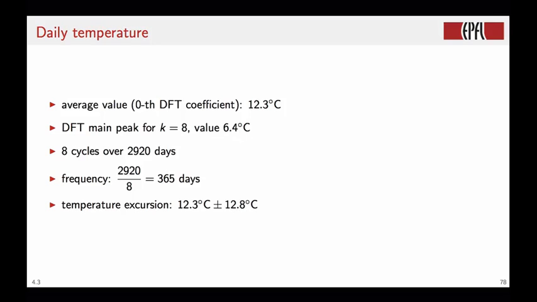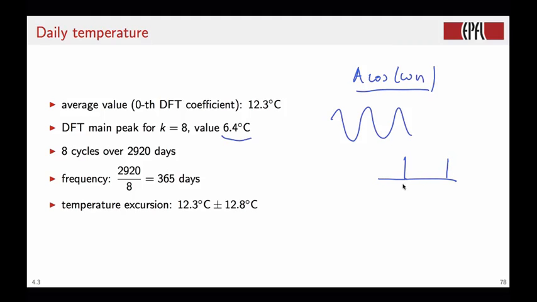Now the value of the DFT main peak is 6.4 degrees Celsius. Now if we have a sinusoid of the form A cosine of omega n, and we take the DFT of this signal, we will have a peak in magnitude for some index k that has a value of A over 2. Remember the definition of the DFT of a cosine function. So from this we can say that the temperature excursion around the average is twice the value of the DFT main peak, and so we can say that the yearly temperature at the point of measurement for the year was an average of 12.3 degrees plus or minus 12.8.